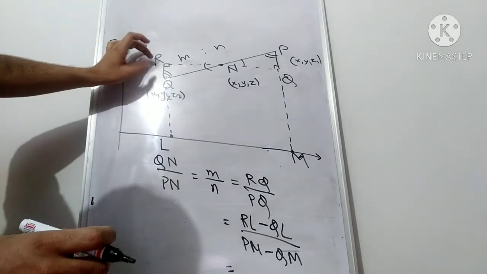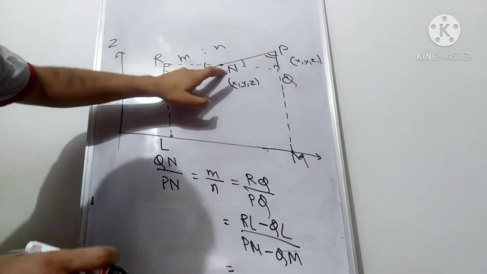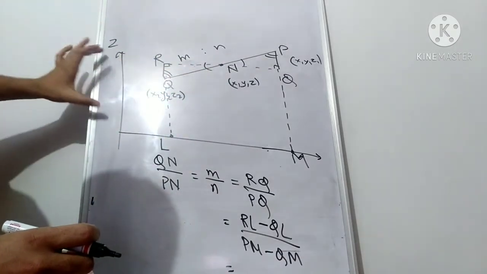If I want to write the z coordinate for R, the z coordinate of R will be the same as the z coordinate for n, because both of them are on the same level if we see the z axis.